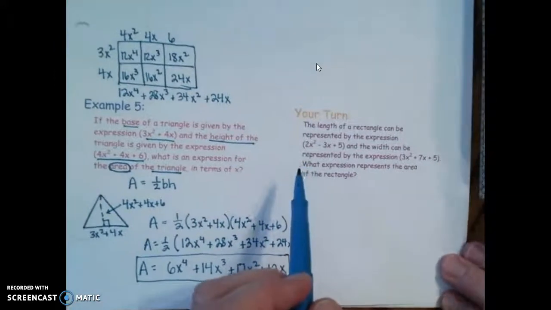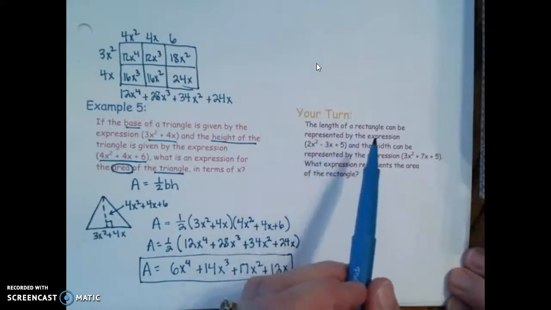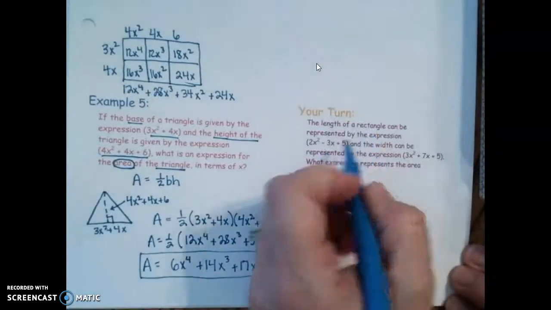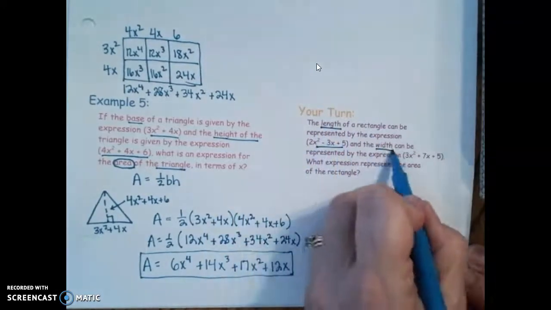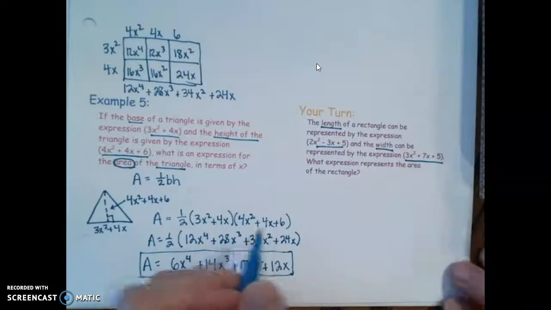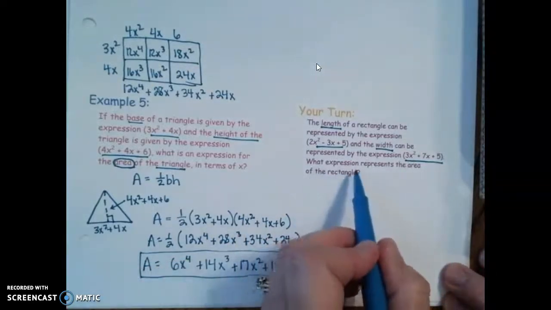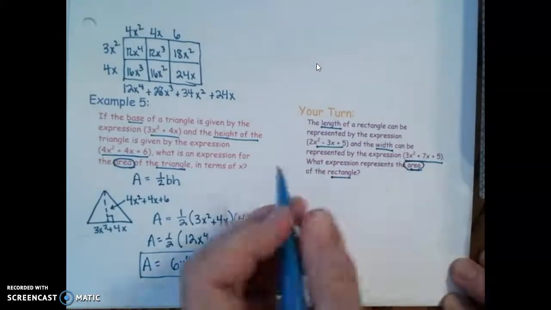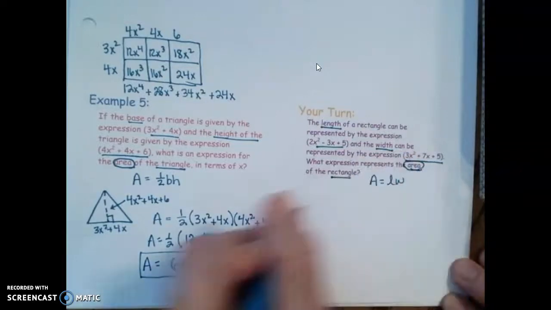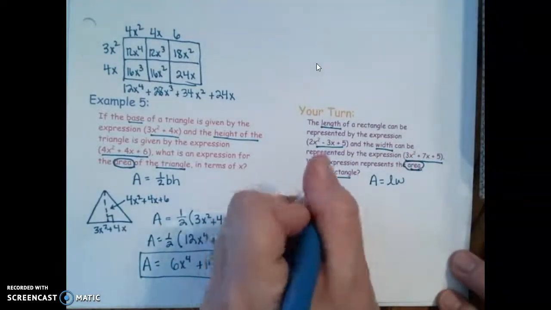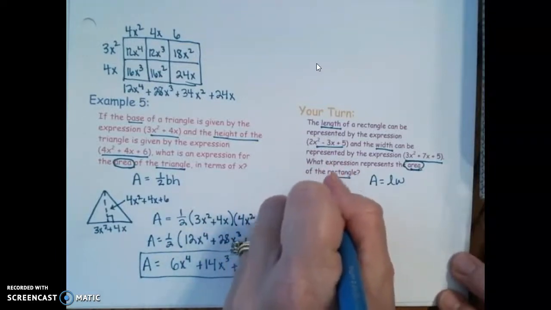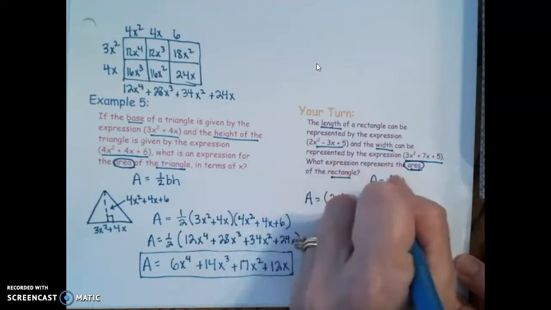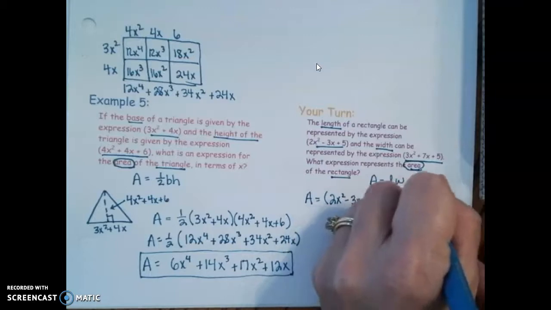I'm going to go ahead and do this U-try problem with you. It says the length of a rectangle can be represented by the expression 2x squared minus 3x plus 5. So that's the length. The width can be represented by the expression 3x squared plus 7x plus 5. What expression represents the area of this rectangle? Okay, so again, we're looking for the area. So area of a rectangle is length times width. So we would have 2x squared minus 3x plus 5 times 3x squared plus 7x plus 5.